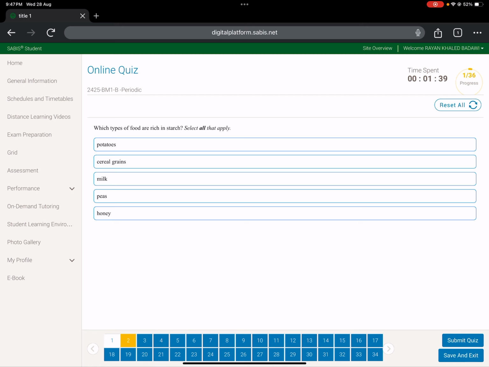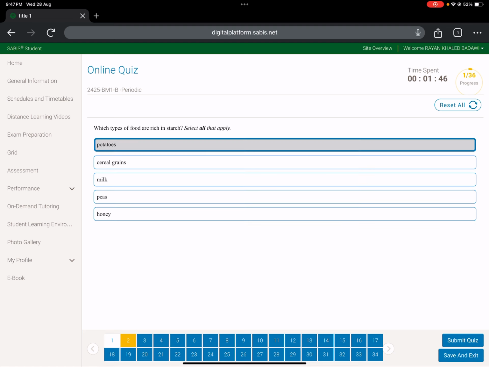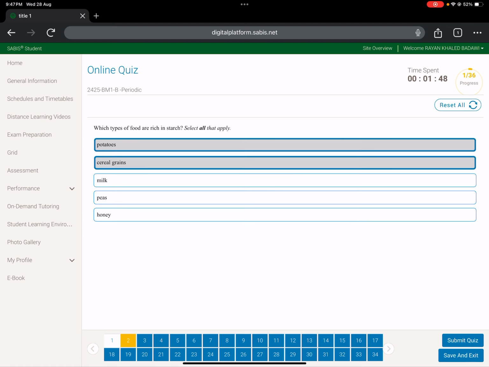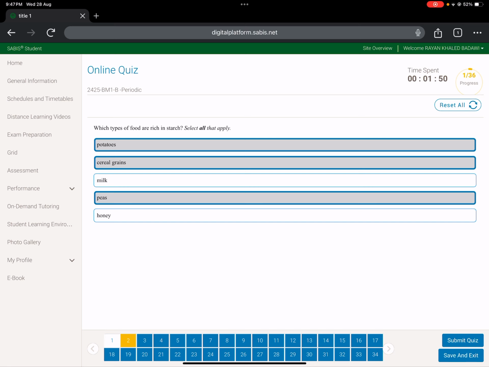So which types of food are rich in starch? We're going to look at the ones that have plant origin. So potatoes, cereal grains, milk of course not, peas, and honey no.